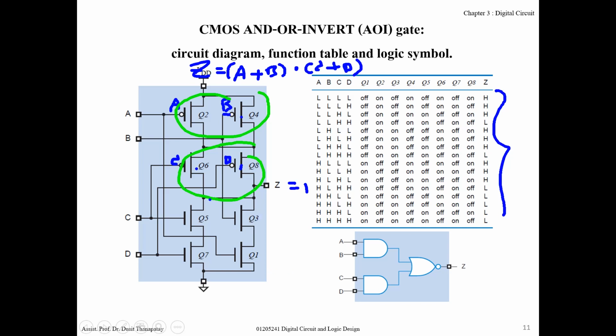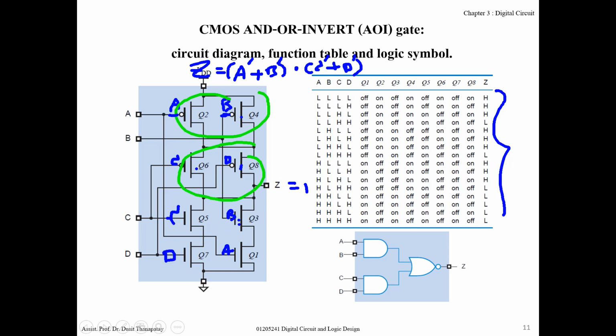You can also analyze the lower part of the circuit. Oh, sorry, this one was active low. A must be 0, or B must be 0, C must be 0, D must be 0. Okay, don't forget, it's active low. And the lower part of the circuit is active high. This one is controlled by A, this one is B, this one is C, D.